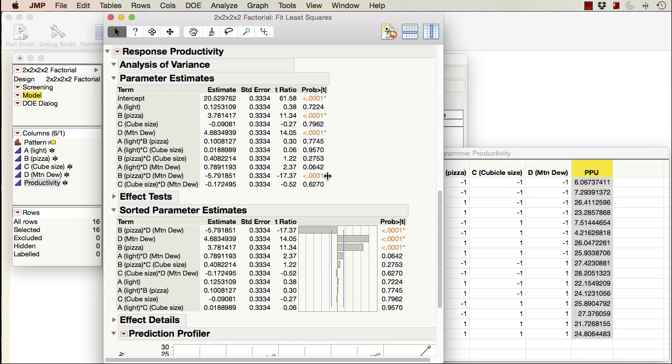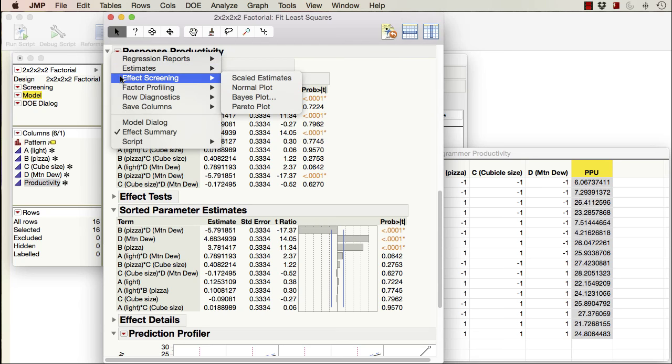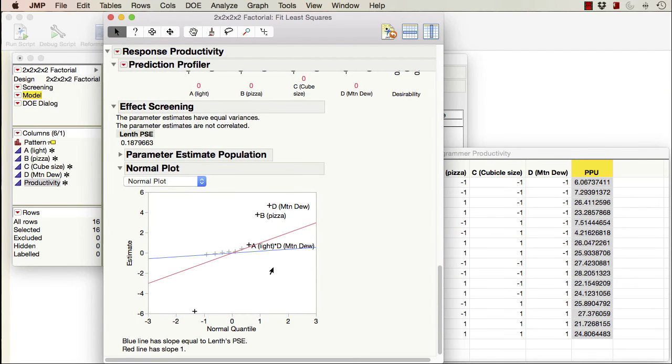You can also determine which effects are significant by looking at a normal probability plot of the factor effects. I find that by going to the red diamond, go down to effect screening, and select normal plot. And what this does is it creates a normal probability plot of the effects that were computed. You can see that most of the effects fall in a straight line. The ones that don't are effect B, effect D, and this effect down here, which is BD, the interaction effect. It also is showing AD as being possibly a significant effect.